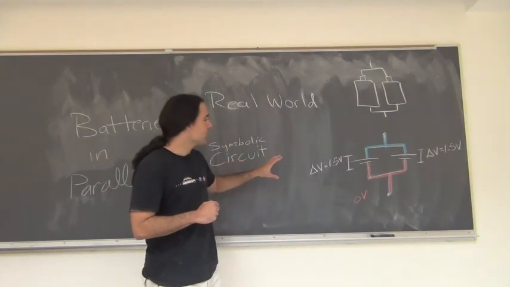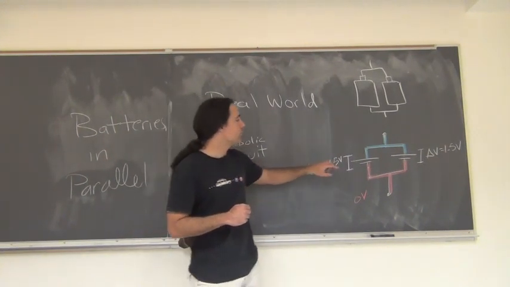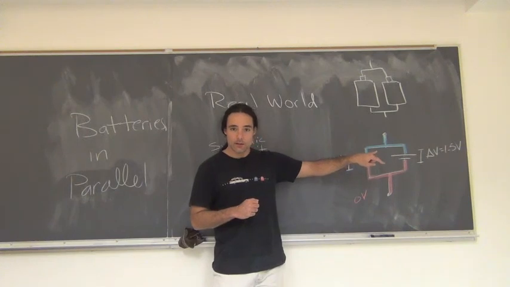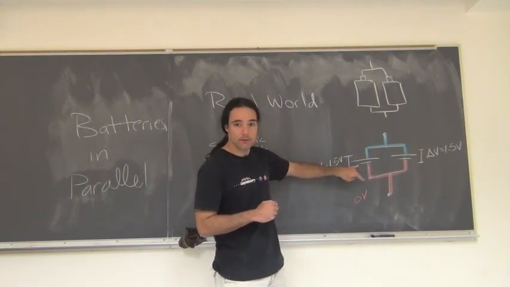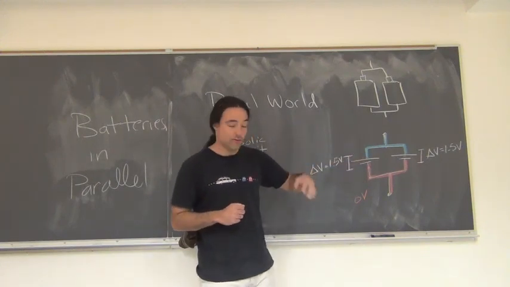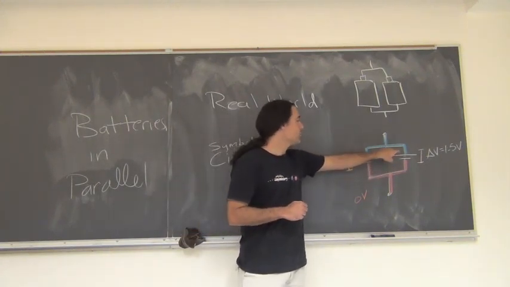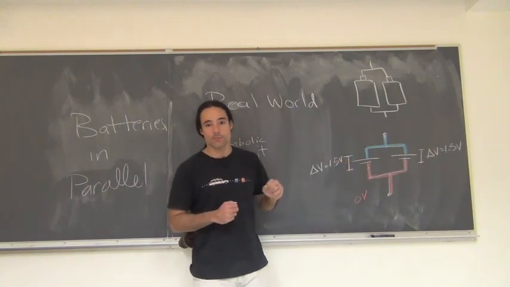So we can see that when we have two batteries in parallel, what we get is not the sum of the voltages as we did in series. We just get individually what the voltage drop across each battery was.